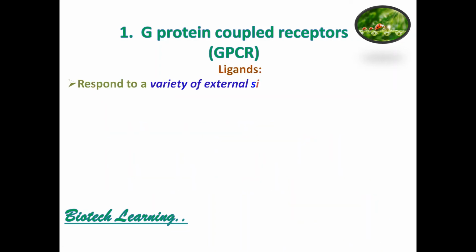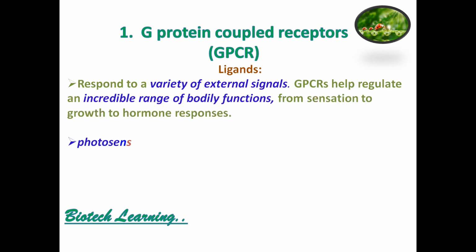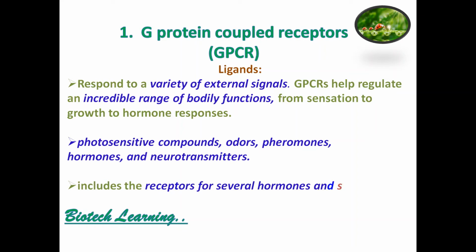Now let's see the ligands for this type of receptor, the major class of extracellular receptor. There are a variety of extracellular signals that can bind to these receptors, and they help regulate an incredible range of bodily functions from sensation to growth to hormone responses. The various ligands are photosensitive compounds, light sensitive compounds, odors, pheromones, hormones, and neurotransmitters, especially the slow neurotransmitters like dopamine.